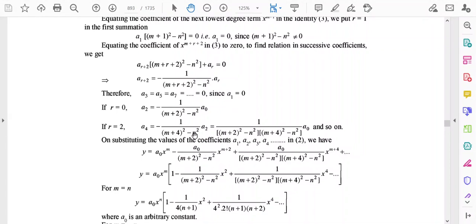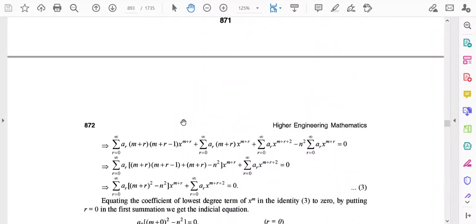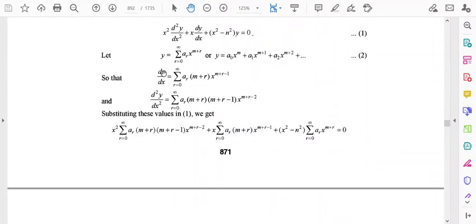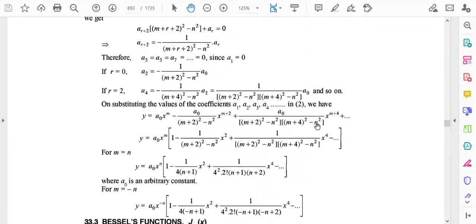So how have we obtained this? We have to put different values of the coefficients a into this equation, that is, this was the solution y is equal to sum of ar x to the power m plus r, that is a0 x to the power m, a1 x to the power m plus 1, a2 x to the power m plus 2. We have already obtained values of a0, a1, a2 and so on. So putting different values of a coefficients in equation 2, we can obtain the solution y is equal to this one.